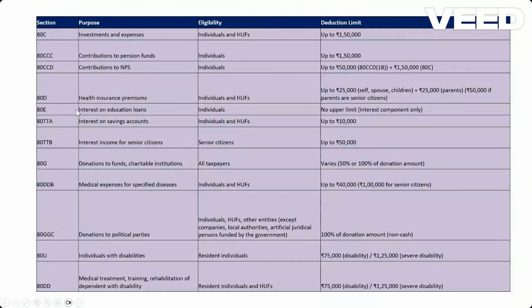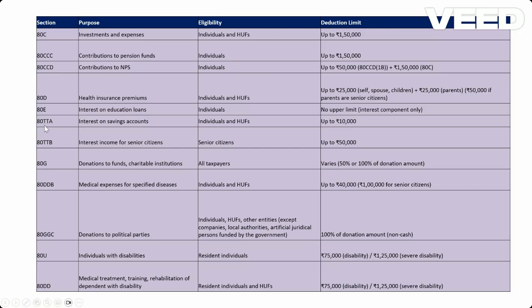Then comes 80D, where you will add all the health insurance premiums: up to 25,000 for self, your wife or husband, or children, 25,000 for parents, and 50,000 if the parents are senior citizens. Then again, if the premium is higher, you can cover up to 50,000 there. For interest on an education loan, 80E, you can select it, and there is no upper limit. You can put in whatever amount you can add there.